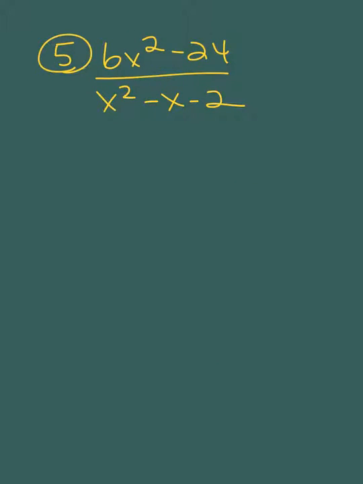And looking at number 5, again, I'm taking my numerator first, and I'll see if I can factor, and then I'll do the same thing to my denominator. So in my numerator, I notice I have a greatest common factor, which is 6, so I have 6 times the quantity of x squared minus 4, all over. At the bottom I have a trinomial, so now I don't have a greatest common factor, but I am going to see if I can factor that.